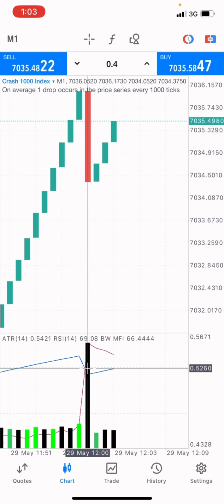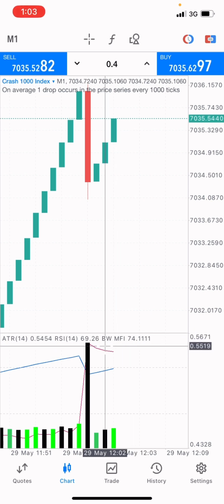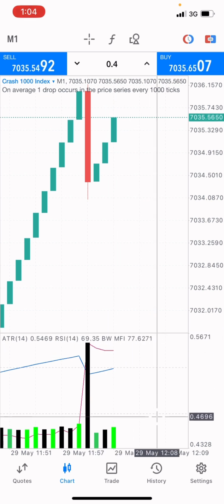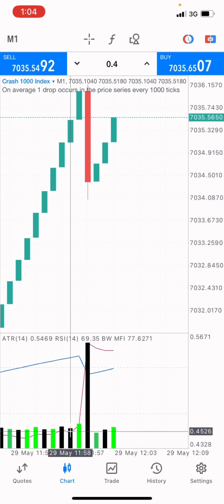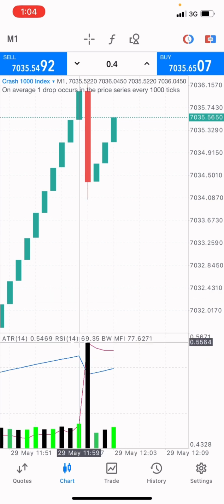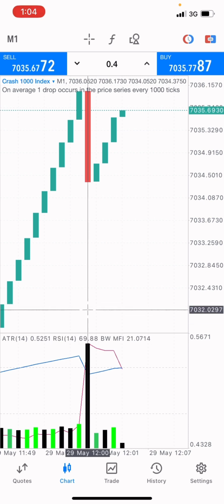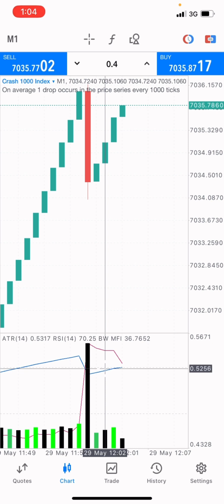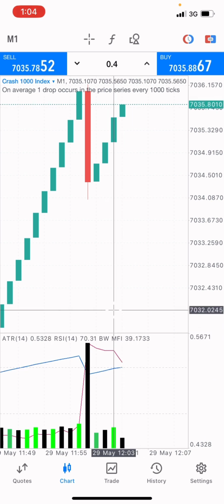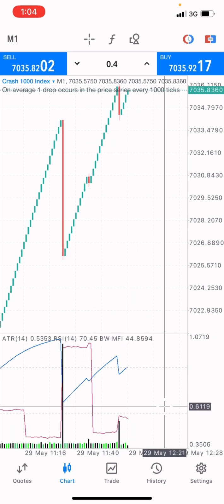And for it to spike again, this blue line has to cross over this red line, and it has to go down again for it to spike. Okay, it has to go up then come down, and this one has to go up, cross the line, then it's gonna spike. Now you see right here, it's not gonna spike because this blue line has to cross the red line. Okay, so guys, I believe this strategy is a good strategy when trading crash 1000 index.